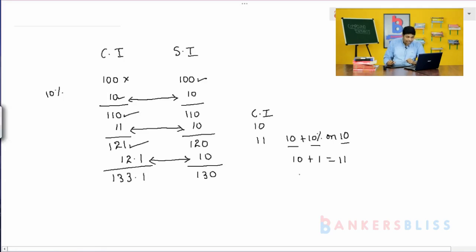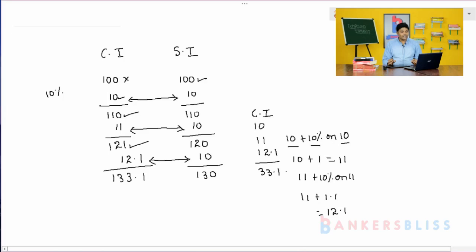For the third year interest we are going to get rupees 11, along with that 10% rate of interest which we are going to calculate on rupees 11. So 11 plus 10% on 11, that is 1.1, altogether 12.1. So the third year interest we got is 12.1. So altogether we got 33.1 rupees as the interest after 3 years under the compound interest scheme.